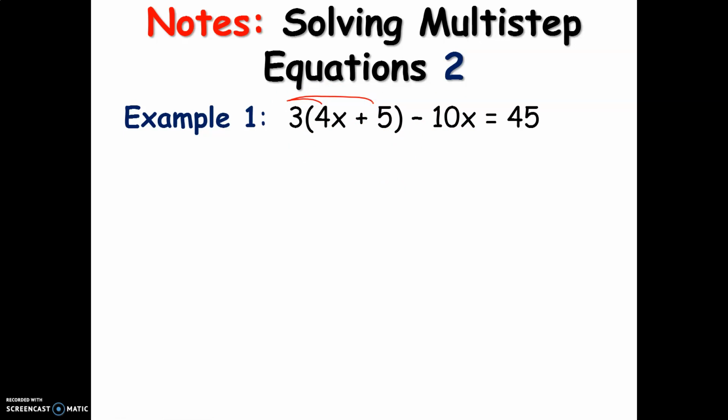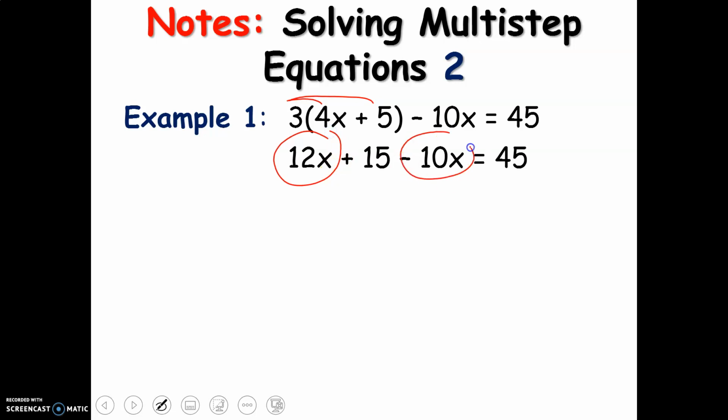Note that the 3 will only get distributed to the 4x and the 5 because those are inside the parentheses. 3 times 4x is 12x, and 3 times 5 is 15. And we bring down the rest of the equation. So this becomes 12x plus 15 minus 10x is equal to 45. Now we go about combining like terms. Remember, terms are like if they have the same variable. So 12x and negative 10x are like, and they can be combined. 12x and negative 10x makes 2x. And so this becomes 2x plus 15 is equal to 45.